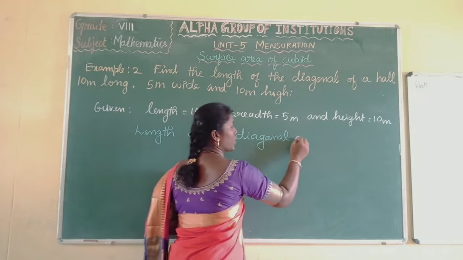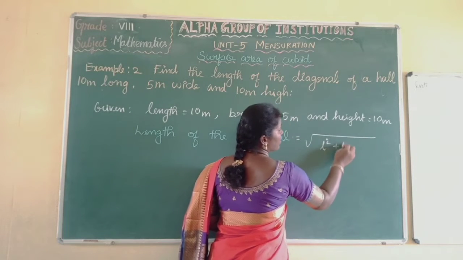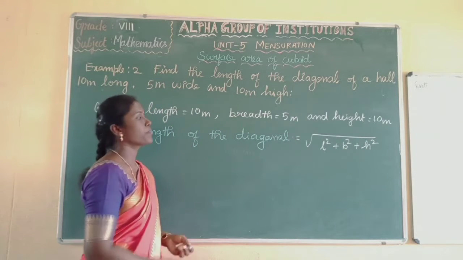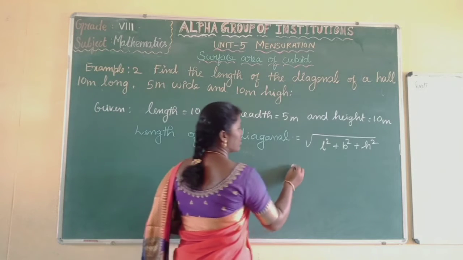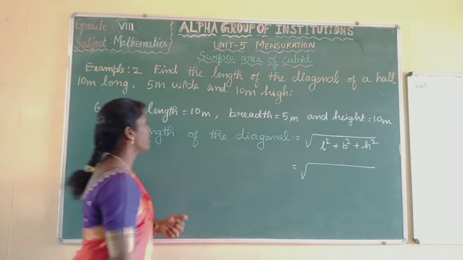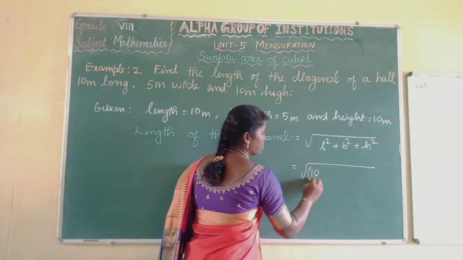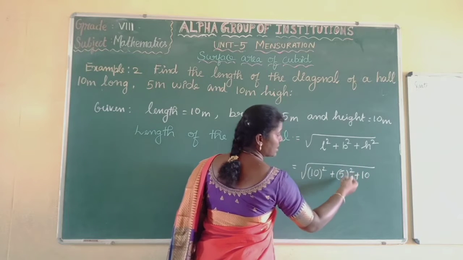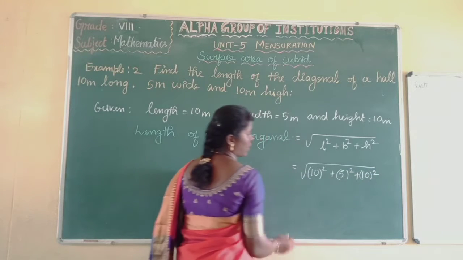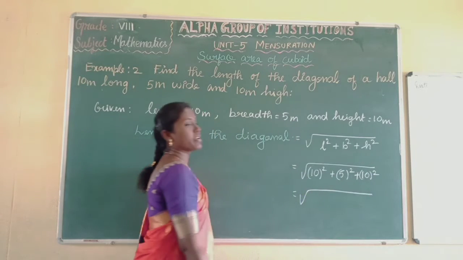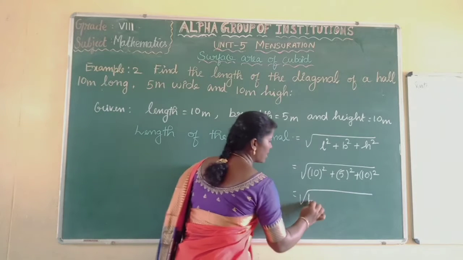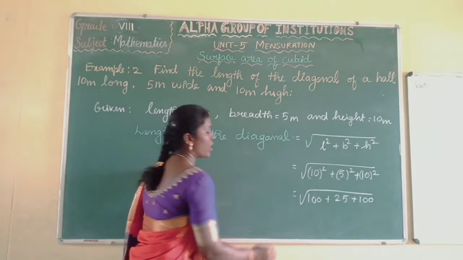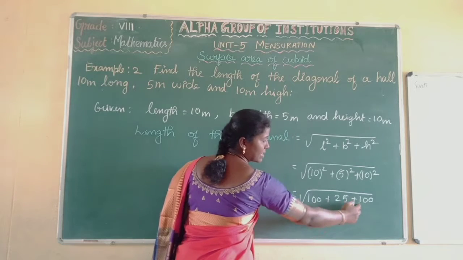So length of the diagonal is equal to square root of L square plus B square plus H square. How to substitute the values and get the answer? So what is L square? What is the length here? 10. So 10 square plus breadth is 5. So 5 square plus again the height is 10, which is square. So 10 square means we have to multiply 10 twice. 10 into 10 is 100. 10 tens are 100 plus 5 fives are 25 plus 10 tens are 100. Now add, what is the value we are getting? 100 plus 100, 200.